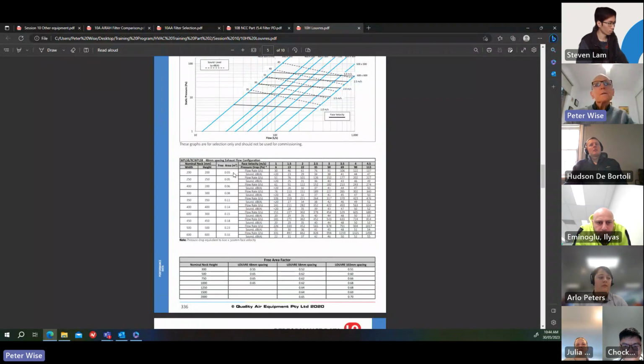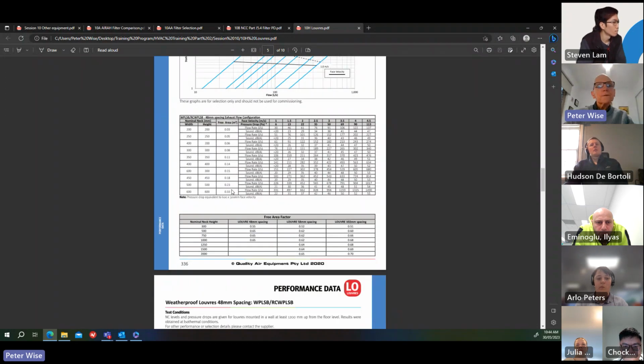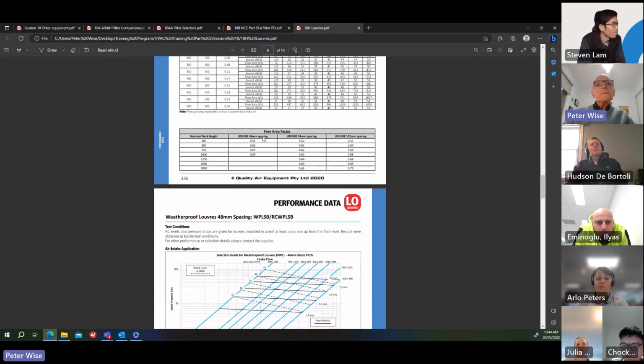The free area is given in square metres there, so you can calculate the free area ratio. Free area factor. This is a handy table. For the nominal neck height, which is the vertical height of the louver, for a 48mm spacing, there's the free area factors, 0.55 to 0.65. 58mm spacing, 0.52 to 0.65. And for 100mm spacing, 0.51 to 0.7. So as long as you have a nominal neck height of 300, you could achieve the 50% free area that I've been raving on about.